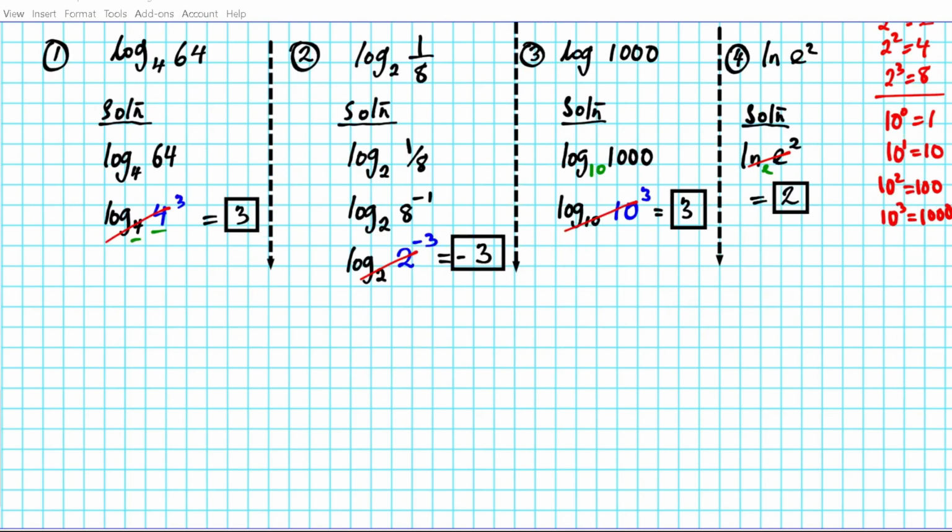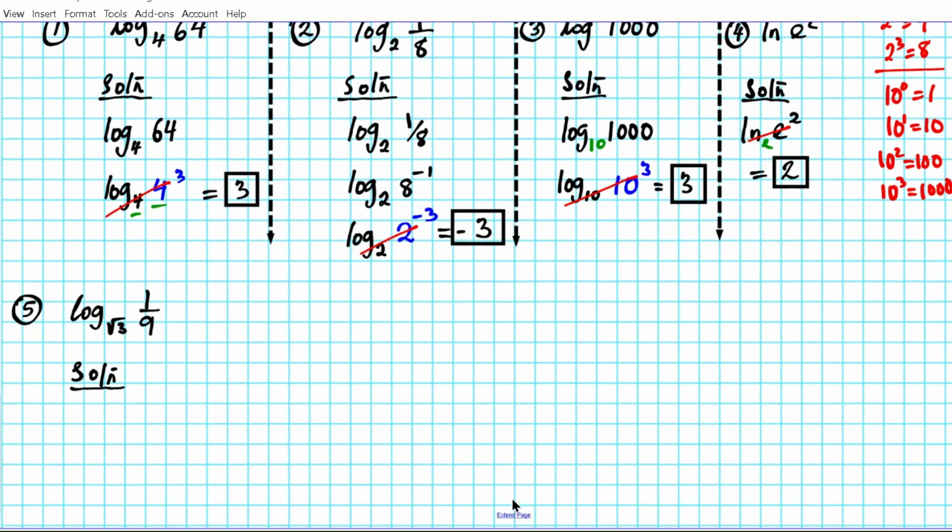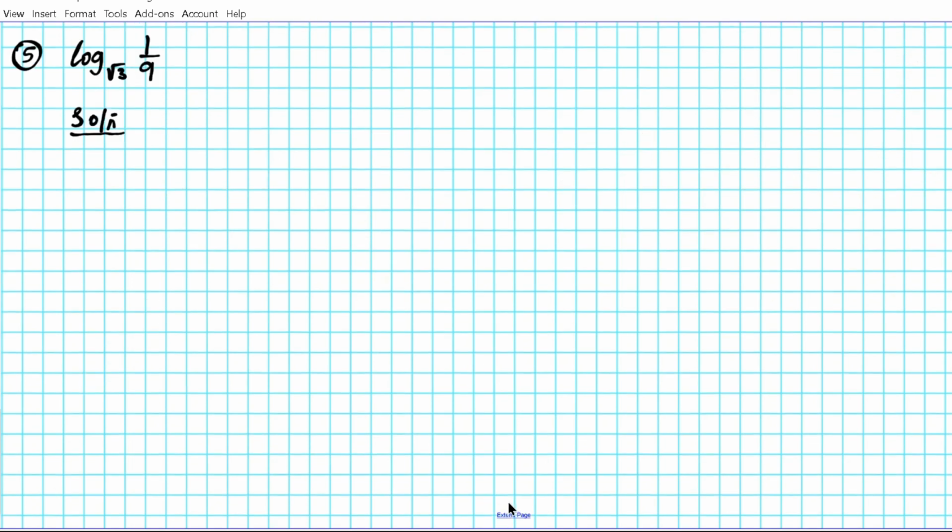Alrighty, let's take a look at question number 5. So for question 5, let's say we're looking for log base root 3 of 1/9. Okay, so let's do this. This one looks a little bit strange. We're just gonna follow the same procedure and then we should be good to go.